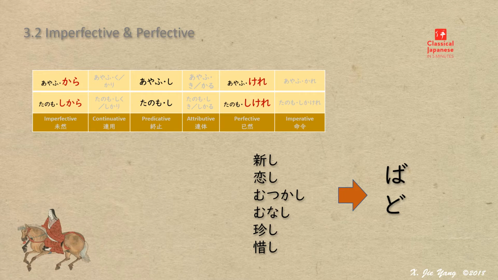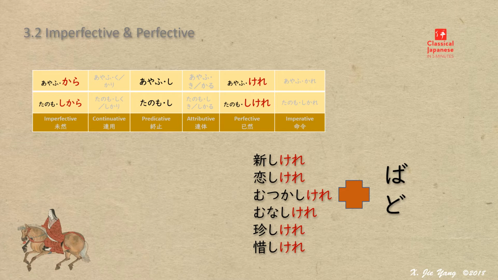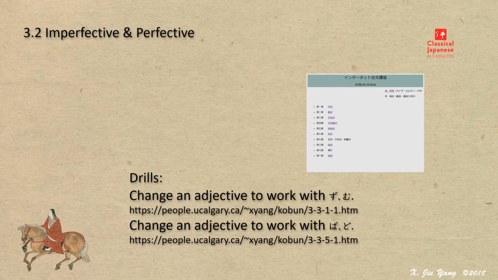adjectives. 新しければ、恋しければ、難しければ、虚しければ、珍しければ、惜しければ。There are two related drills from Kobun Online.